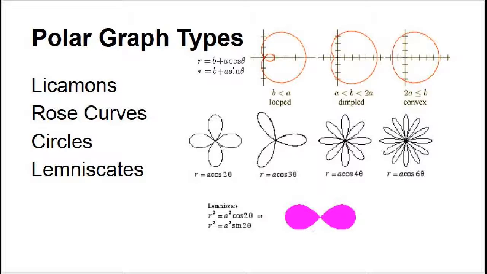The general equation for a rose curve is r equals a cosine or sine n theta. The number of petals on a rose curve depends on n. If n is odd, then n equals the number of petals. If n is even, then 2n is the number of petals.